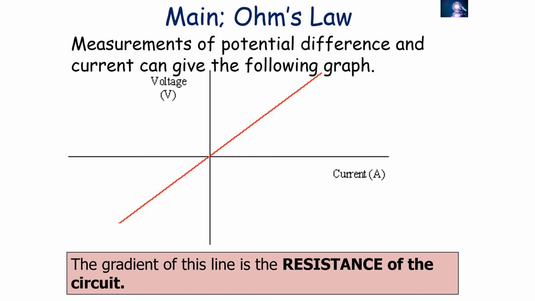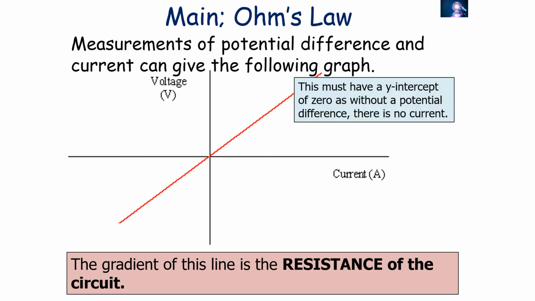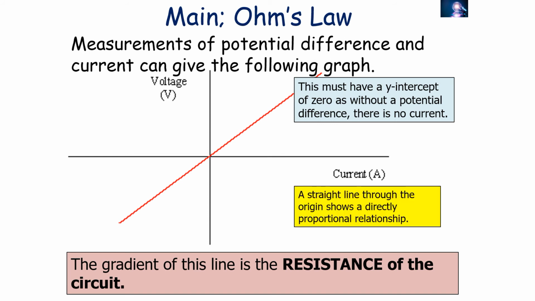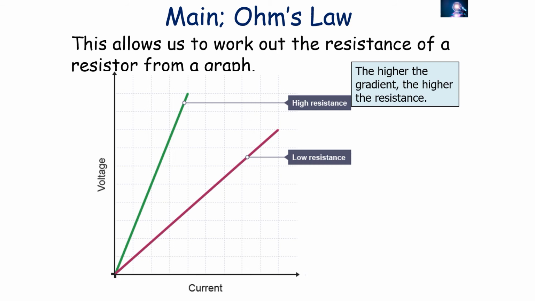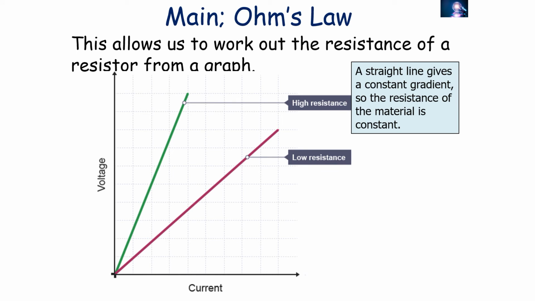So the gradient of the line is the resistance of the circuit. Now this must have a y-intercept of 0, as without a potential difference there is no current. Now it's a straight line through the origin because it shows a directly proportional relationship, because current and potential difference are directly proportional. If the line was not straight and did not go through the origin, the material does not follow Ohm's law and is not an ohmic component. So the higher the gradient, the higher the resistance. The lower the gradient, the lower the resistance. And a straight line gives a constant gradient, so the resistance of the material would be constant.